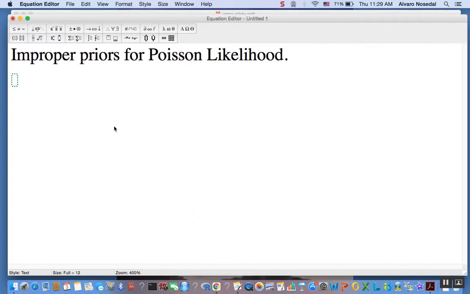So, as I said, we are going to be discussing this topic of improper priors, centering our attention on data with a Poisson likelihood. Okay. So let's write down the likelihood for a single observation. We can easily generalize the ideas that we're going to be discussing here to a sample of size n. So likelihood for one observation.